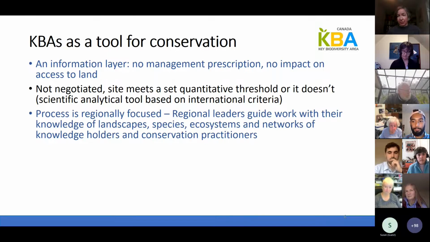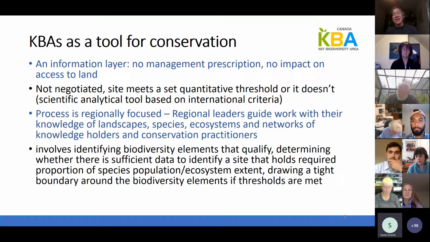So we do take a regional focus, even though we're working across the country. We're now working pretty much in every province and territory, but we believe that regional leaders such as Ian can guide the work with their knowledge of landscapes, species, ecosystems, and networks of knowledge holders. So it's important to gather everyone up and make sure that everyone is aware of this process and provide opportunities for contributions. Ian will talk about that in a minute.